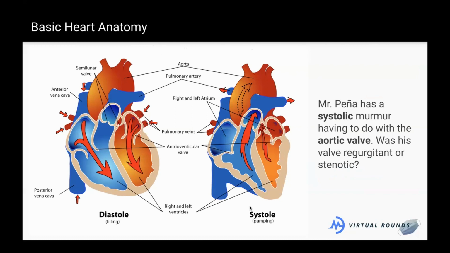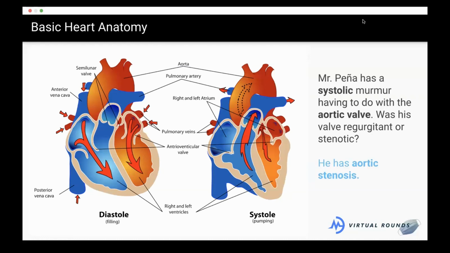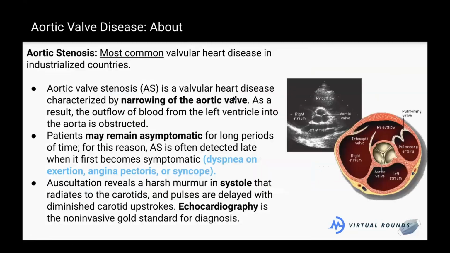Stenotic, perfect. Yeah, exactly. So he has aortic stenosis because we hear it during systole. Similarly, if we heard a murmur during diastole, when these valves are meant to be closed, that would be the murmur of aortic regurgitation. I hope that makes sense. These are pretty confusing concepts, so stop me if I need to go back through it.